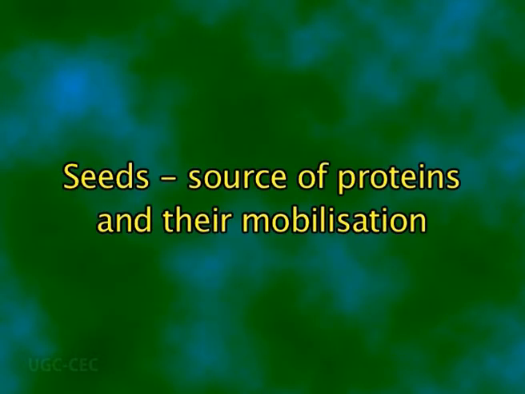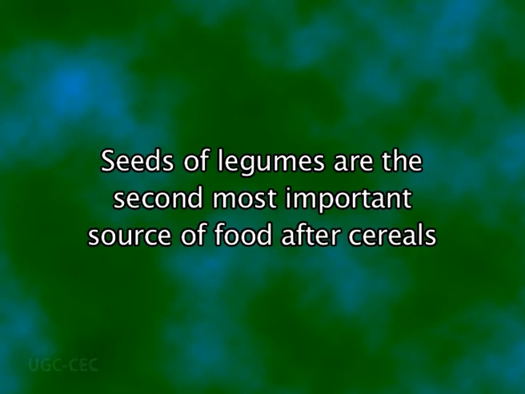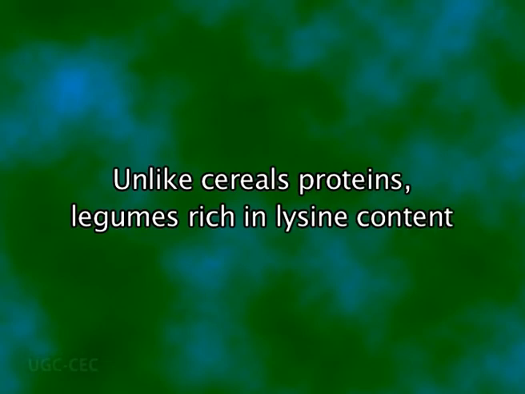Now, seeds as a source of proteins and their mobilization. Seeds of legumes are the second most important source of food after cereals. Beans and legumes are inexpensive and a common food all over the world. Besides proteins, they are typically high in fiber, calcium, and iron. Legumes have globulins as a major storage protein, and unlike cereal proteins, they are rich in lysine content.